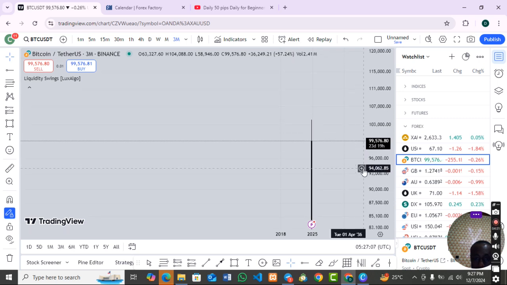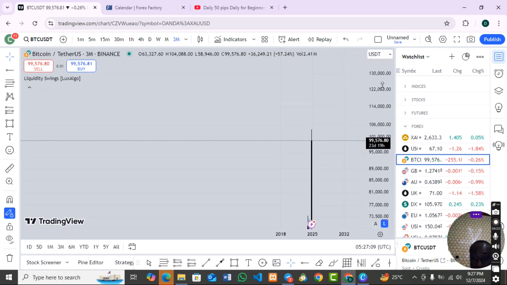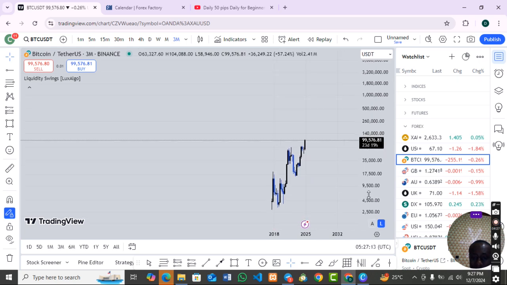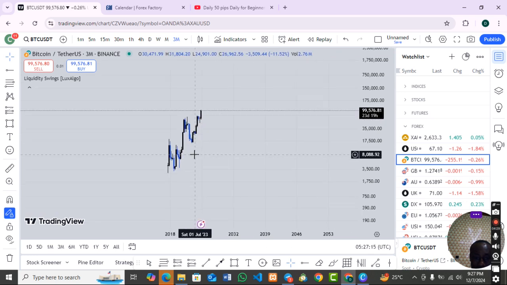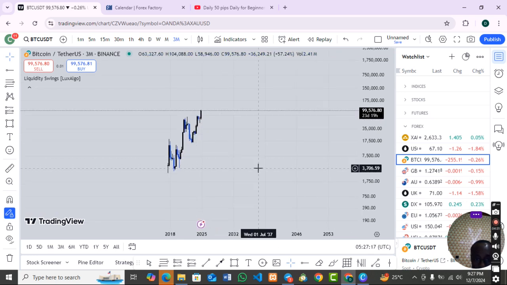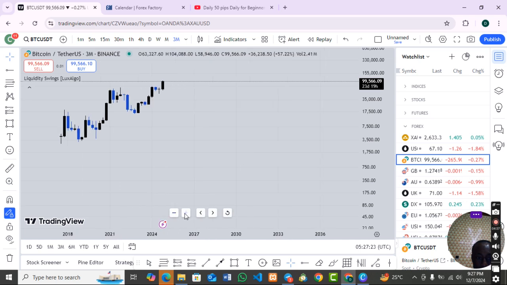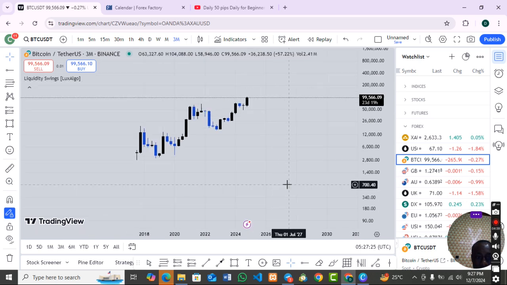If we move to the 3 months time frame, if you want to do a proper top-down analysis, please come down to the 3 months time frame. And this is the 3 months time frame. If we are to open it up, this is the whole 3 months time frame, what is showing us.